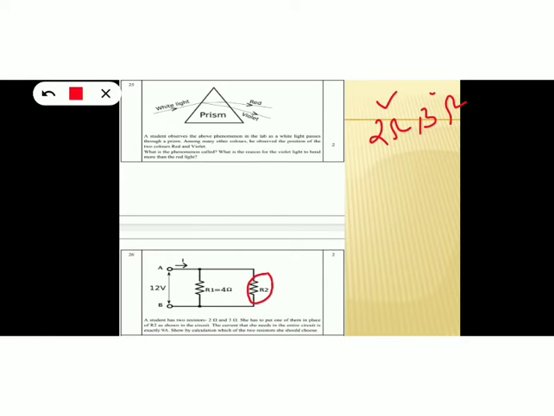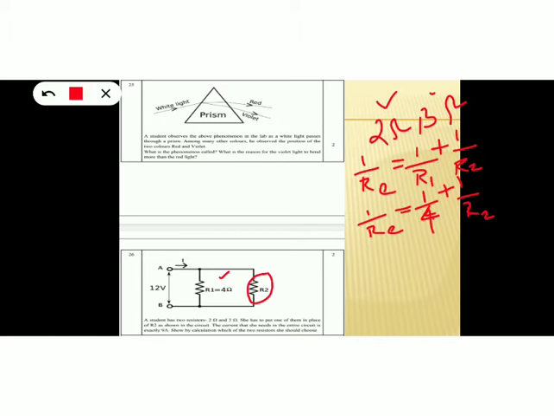Okay, so for that we need to identify the combination. Which combination is this? It's a parallel combination. And in a parallel combination, what is the expression to find out the total resistance? That is 1 by R equivalent is equal to 1 by R1 plus 1 by R2. Now we don't know R2, but we know the value of R1. R1 is 4 ohm. So 1 by R equivalent is equal to 1 by 4 plus 1 by R2.